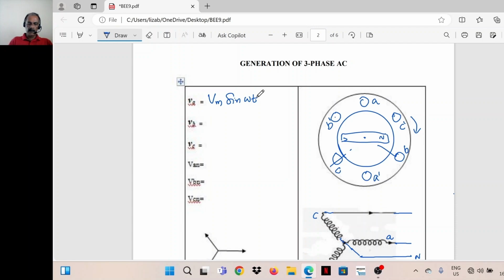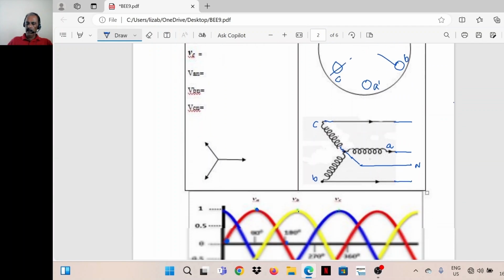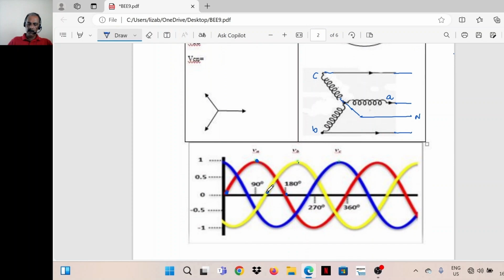Now next, assume the coil is in the horizontal position. At that time, voltage in coil A is the maximum. Assume the magnet is in this position, that means at an angle of 90 degrees with respect to the axis of coil B. Then voltage induced in coil B is 0. That means this is the point.